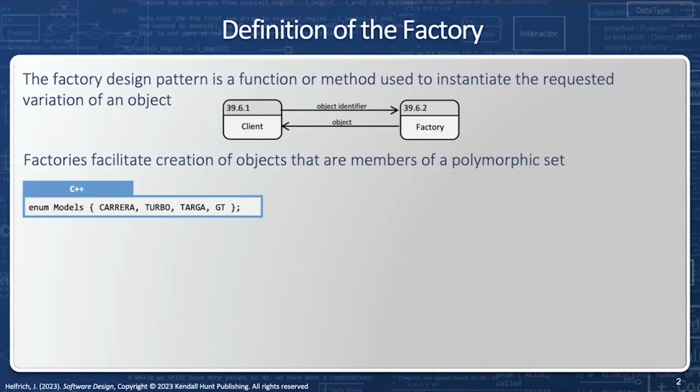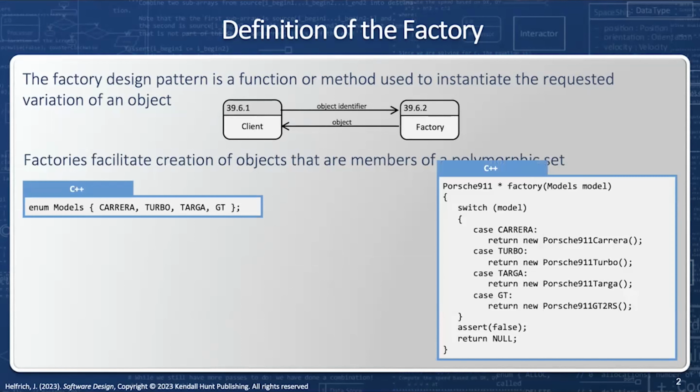So I'm going to start with an enumeration of different models, the Carrera, the Turbo, the Targa, and the GT. Then I'm going to create the factory function. And this takes a model as a parameter, and then it's going to switch based on it, and it's going to create a new Carrera, Turbo, Targa, or GT2 RS. And it's going to return that new object.